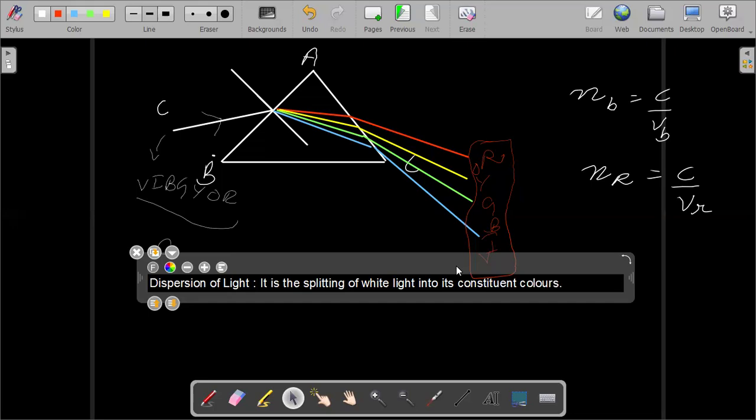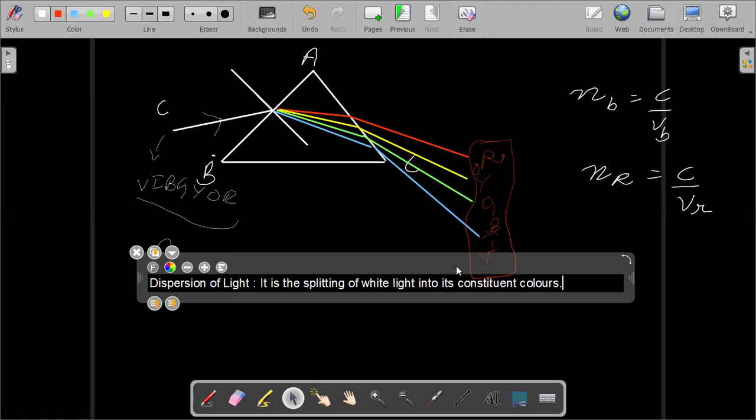So in glass, red will have the maximum speed. So the ratio of c by v will be less, and hence it will have the least refractive index, and hence it is bending by smaller angles. Got it? So dispersion is the splitting of white light into its constituent colors.